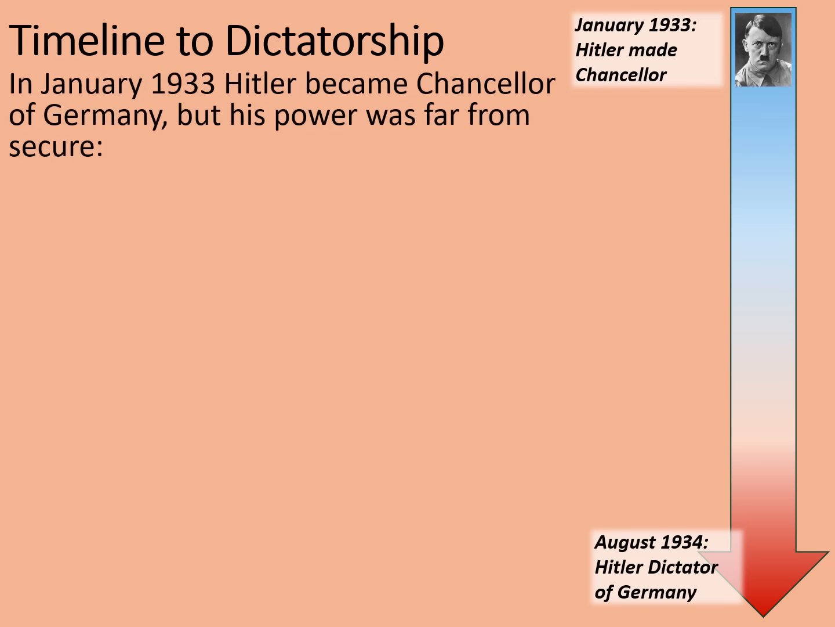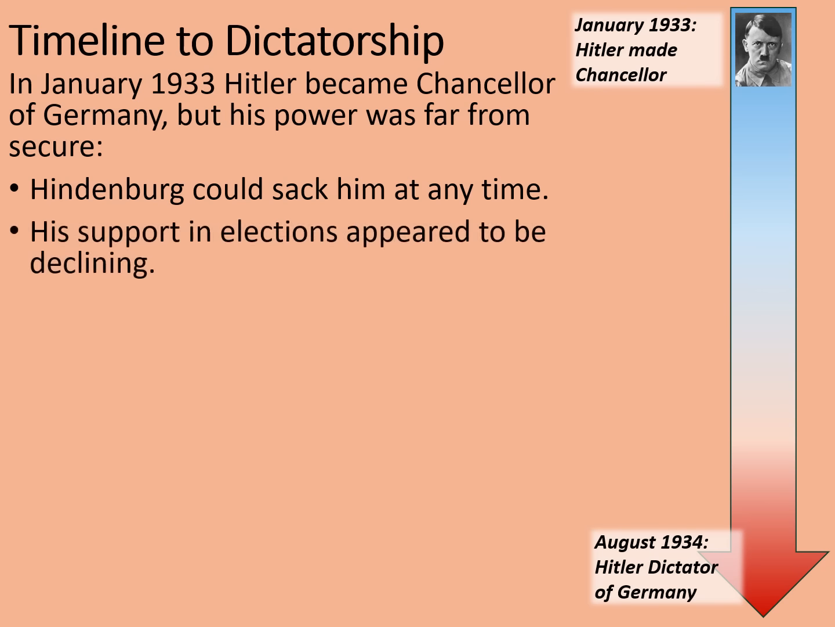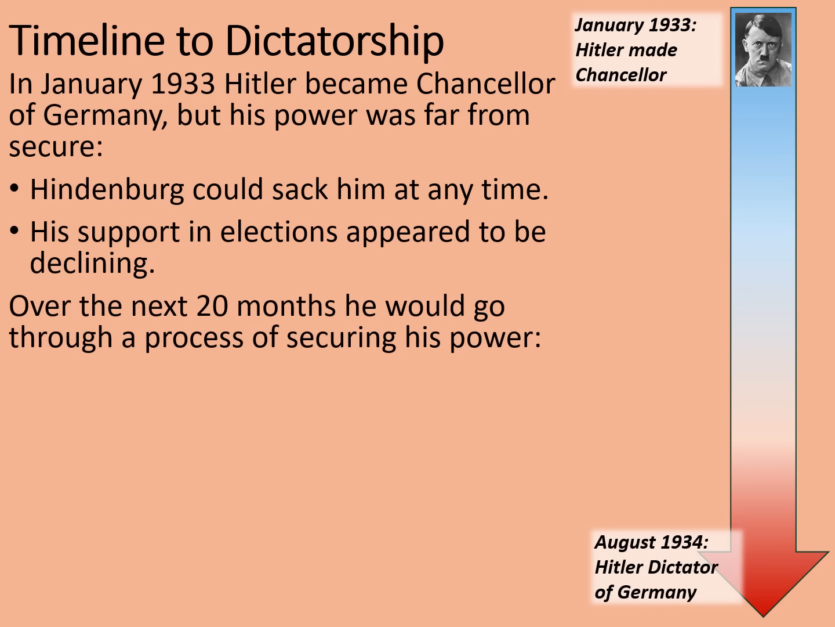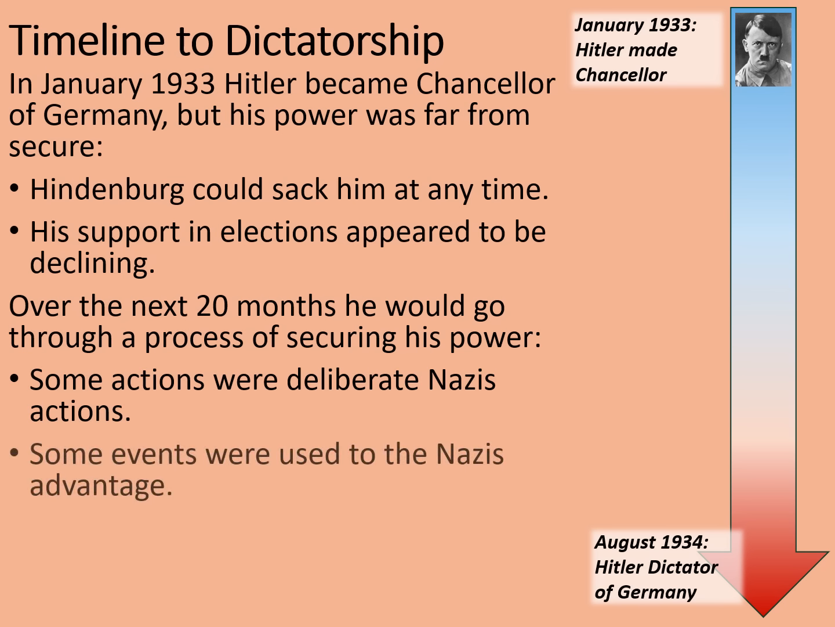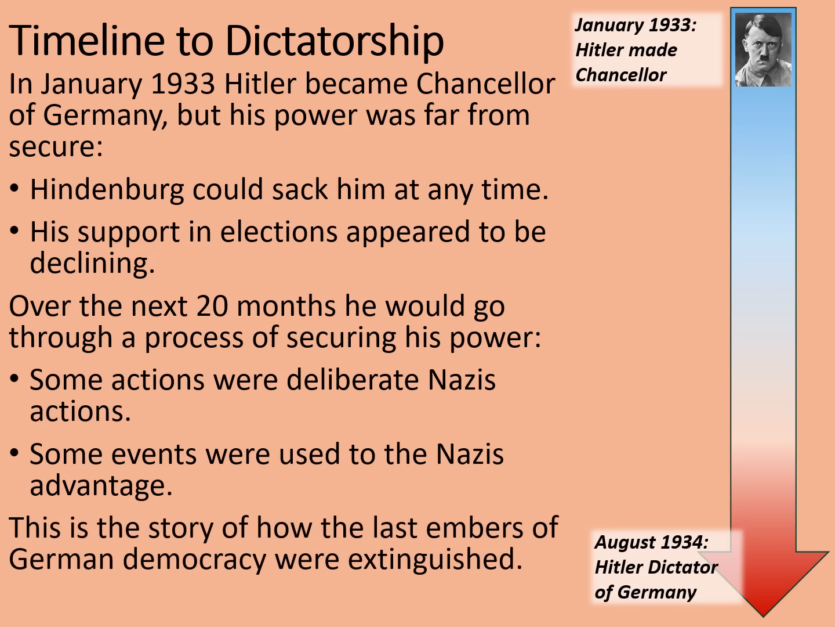In January 1933, Hitler became Chancellor of Germany, but his power was far from secure. Hindenburg could sack him at any time, and his support in elections appeared to be declining. Over the next 20 months, he would go through a process of securing his power. Some actions were deliberate Nazi actions, some actions were used by the Nazis for their advantage, and this is the story of how the last embers of German democracy were sadly extinguished.